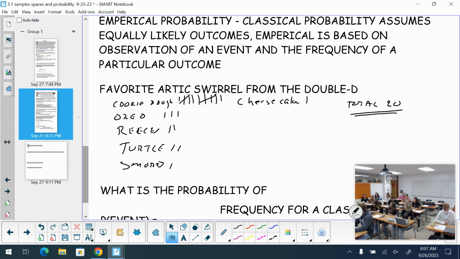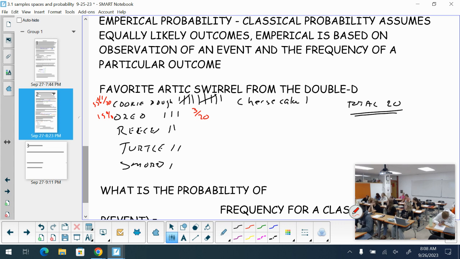3 out of 20. Once again, it goes back to the idea of favorable outcomes over total number of outcomes. So we have 3 out of 20 here. Cookie dough would be 11 out of 20. That would be a pretty good chance. You would have a 55% chance of getting somebody who likes cookie dough. Oreos is only 15%. Once again, we can calculate probabilities, but each one is not equally likely to occur.